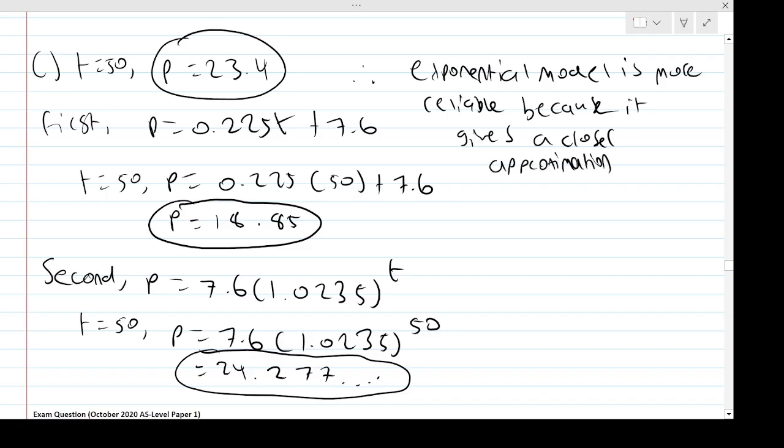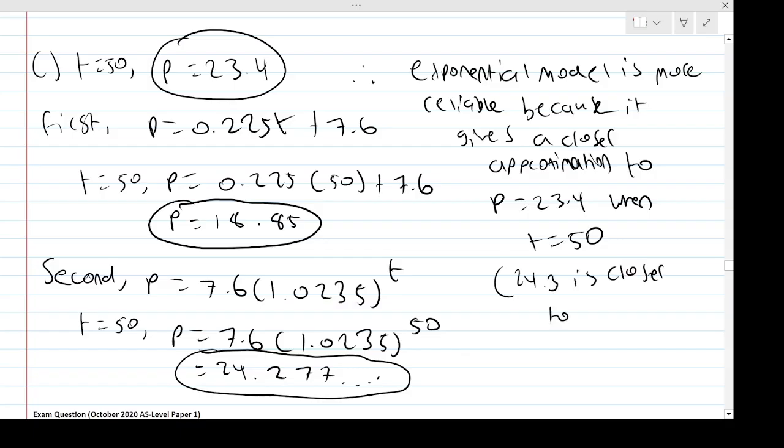Because at the end of the day, these models are just approximations of the data, right? Of this scenario. Gives a closer approximation to P is equal to 23.4 when t is 50. I guess you could add a comparison and say that 24.3 is closer to 23.4 than 18.9. So the exponential result compared to the linear result is closer to 23.4. And there we are. Okay. So hopefully it made sense.